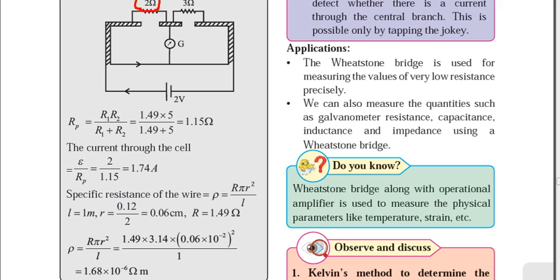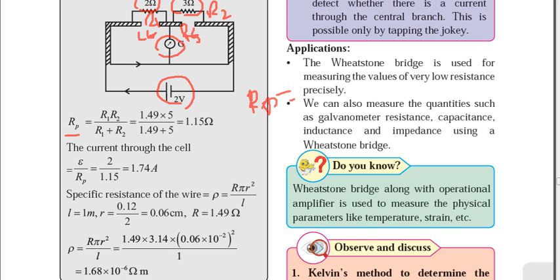In the figure, the first resistance of 2 ohm is connected in one gap, suppose the left gap, and in the right gap another resistance of 3 ohm is connected in the meter bridge. The supply voltage is 2 volt, and the galvanometer is connected there. We have to calculate first RP, that is the parallel resistance, and to calculate the parallel resistance there is a formula: multiplication of the two resistors divided by the summation of the resistors. So RP, the parallel resistance between R1 and R2, where this is R1 and this is R2.